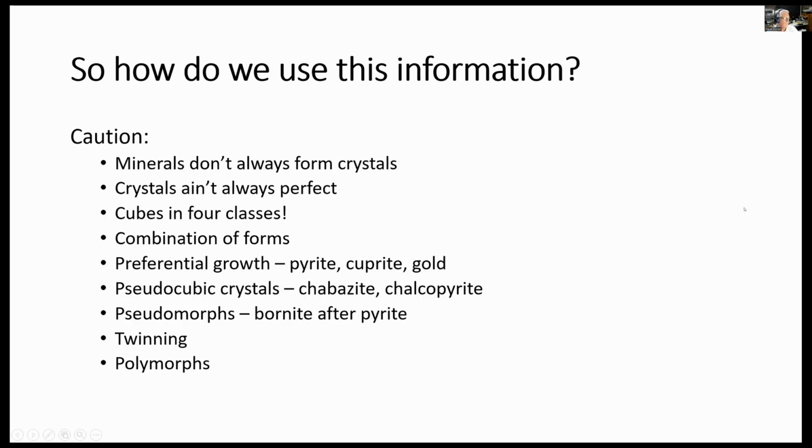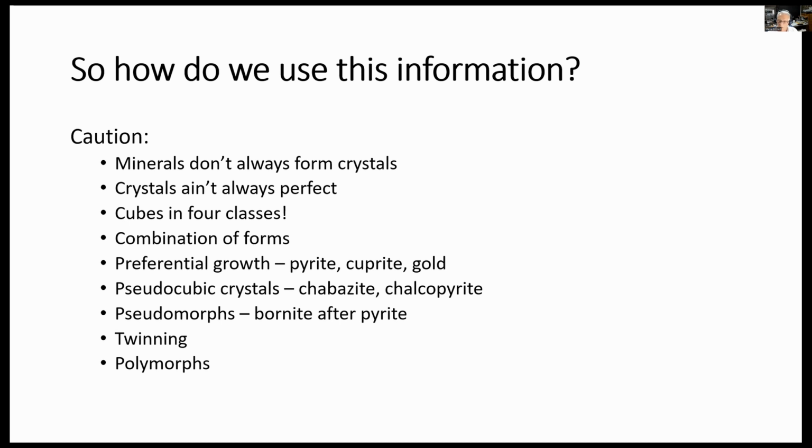All right, some cautions. As we've seen, there's quite a few things that come into this. First of all, minerals don't always form crystals, so even if you're using this as a form of identification, you may not be able to. Crystals are not always perfect. We've seen a few of those drawings that may be perfect crystals, but they don't look like the textbook perfect crystal. As Paul was saying, you'll get preferential growth, and lots of other things that will distort the crystal in various ways.